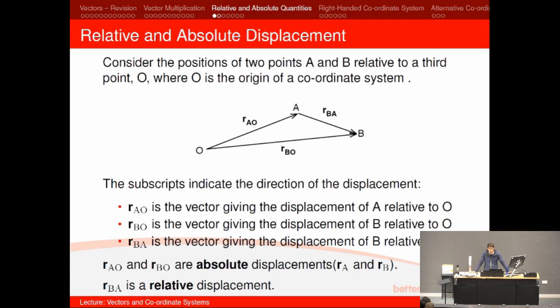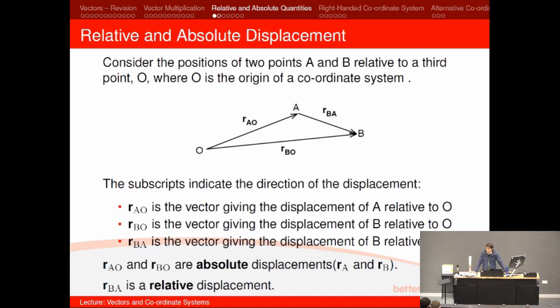And you can just write the absolute ones as RA or RB. You don't need to write the O because they're absolute values, but you can if you want to. It keeps it a bit simpler, and you know exactly what you're talking about when you say RA or RAO and RBO. The relative displacement is then anything that's not observed from the origin, like RBA. So now you're looking at the displacement of B relative to A.